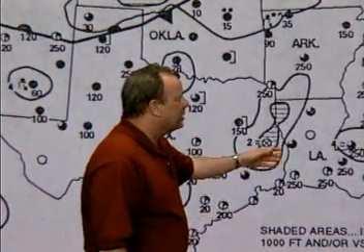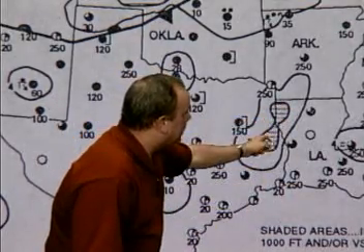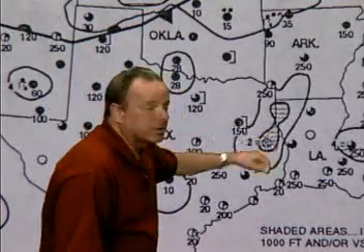In eastern Texas here, we've got some IFR weather. And you know that because we have these contour lines with the hash marks inside, so we know that's IFR weather. Now let me ask you a question. What's causing that IFR weather in eastern Texas?